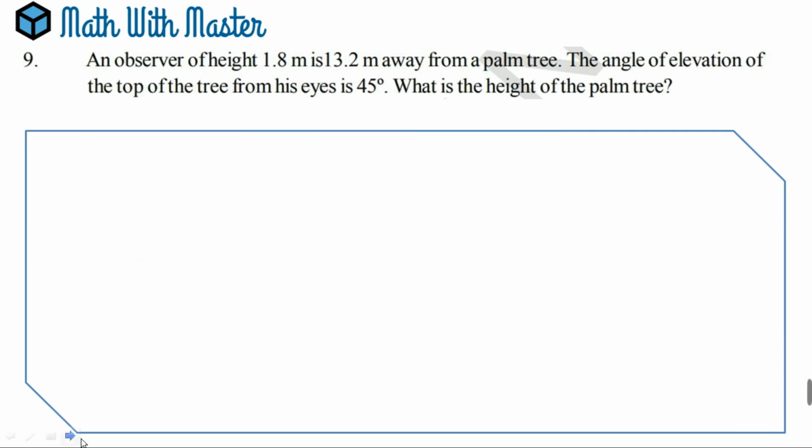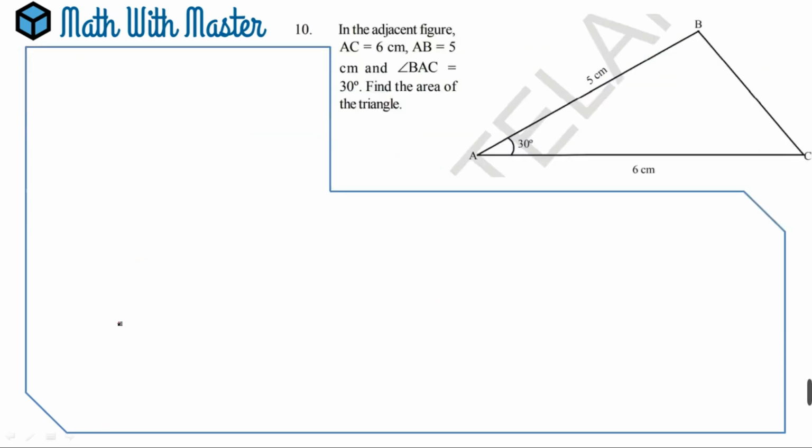So we will move to the next question. This is the next question. In the adjacent figure, AC is equal to 6 centimeters, BC is equal to 5 centimeters and angle BAC is equal to 30 degrees. Find the area of the triangle.